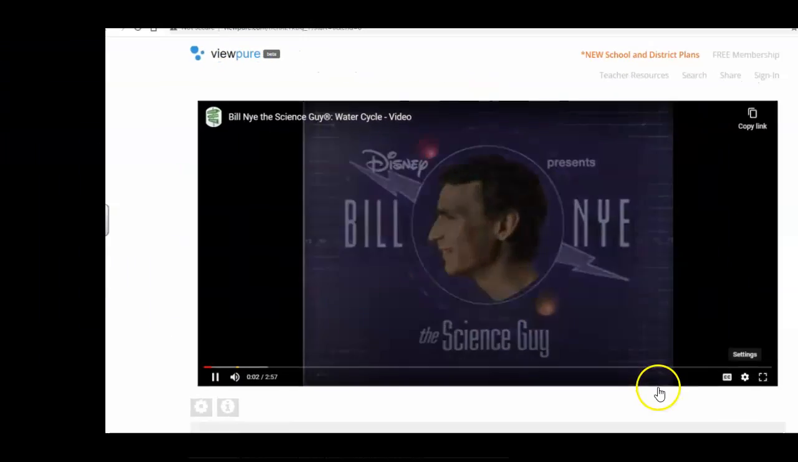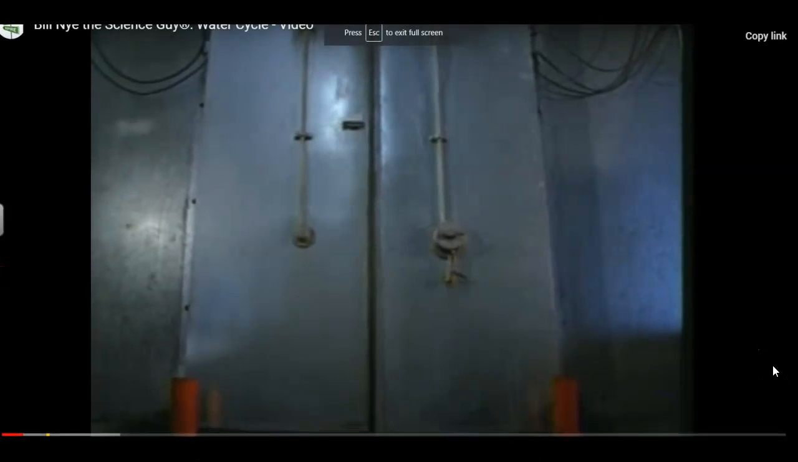By the science guy. Hey, I'm in here. Let's take a quick look at condensation. As Bill comes out of the giant freezer, notice what happens to the helmet.